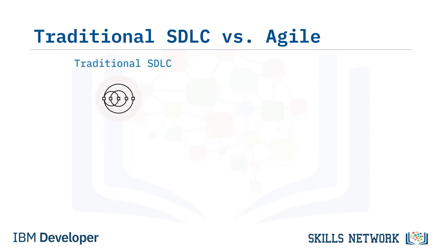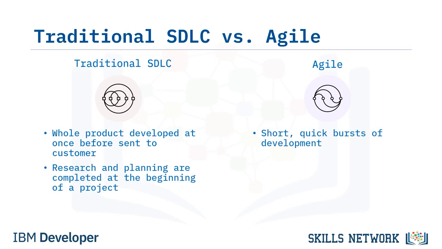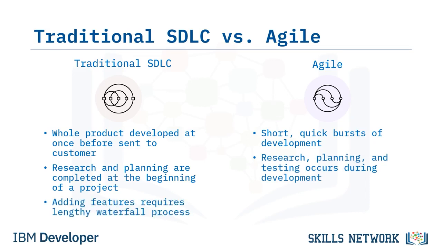There are some differences between a traditional SDLC and the Agile method of software development. Traditional SDLC centers around the whole product being developed before being sent to the customer, and the Agile focuses on short, quick bursts of development. Research and planning are often completed at the beginning of a project in a traditional SDLC. The Agile development is different, relying on ongoing research, planning, and testing during product development. When adding new features into a project, development must go through the same waterfall process of a traditional SDLC, but in Agile, new features are handled quickly and easily.